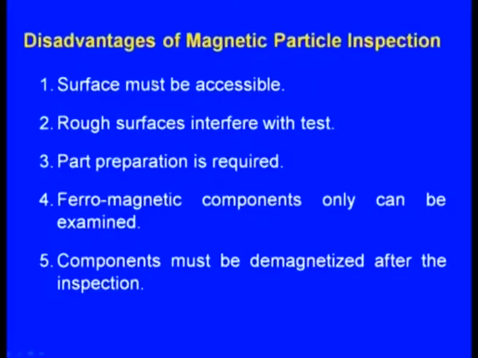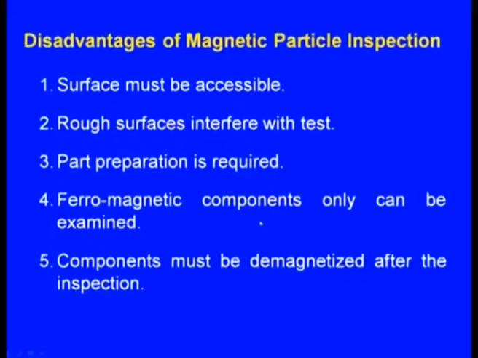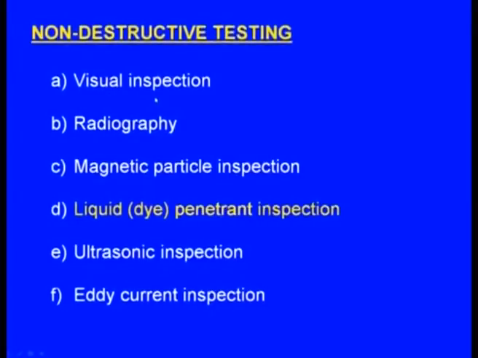Now, these are the disadvantages of magnetic particle inspection. Surface must be accessible, otherwise how can we go and sprinkle the iron powder. Next one, rough surfaces interfere with the test. Part preparation is required. Ferromagnetic components only can be examined. Why? Because only ferromagnetic components can be magnetized under the influence of a magnet. Components must be demagnetized after the inspection. So, this is time consuming. So, we have completed the first three NDT methods.